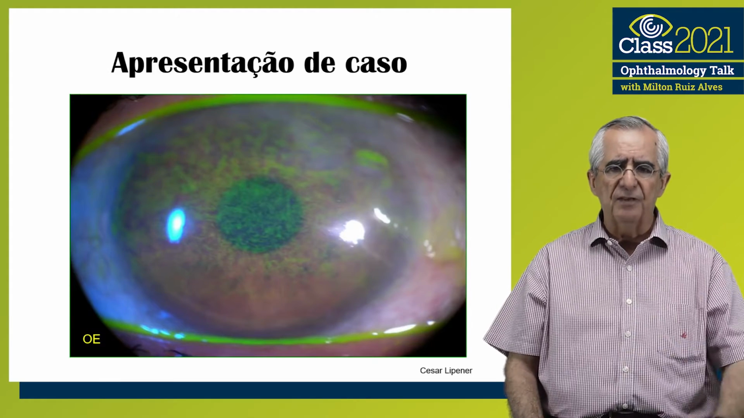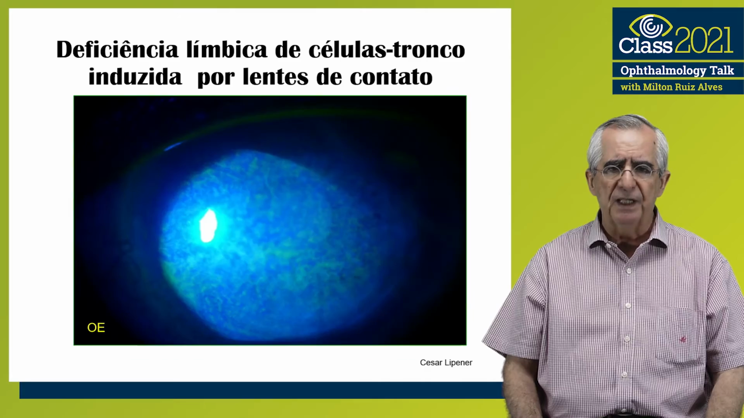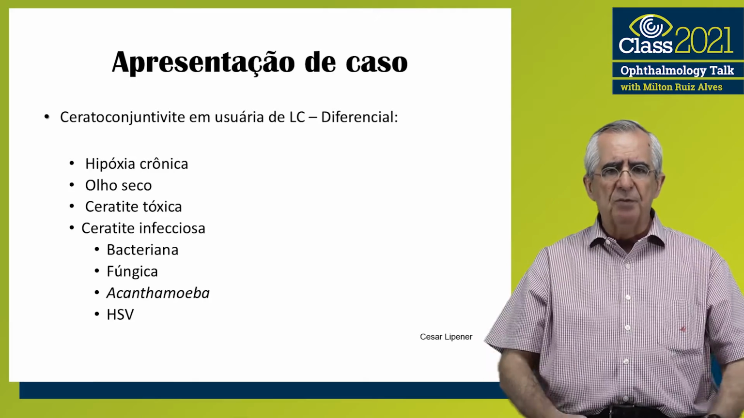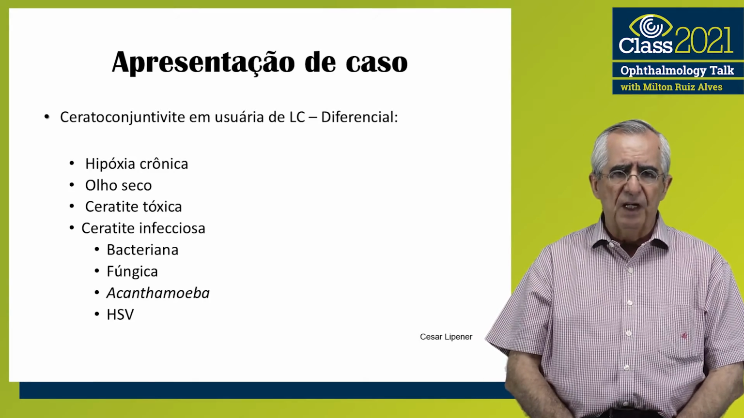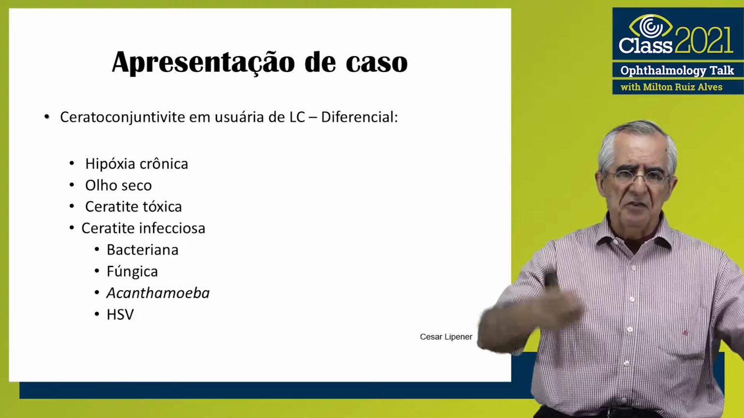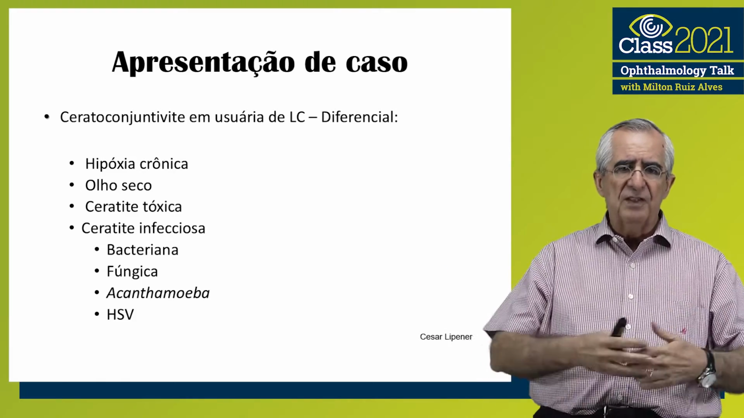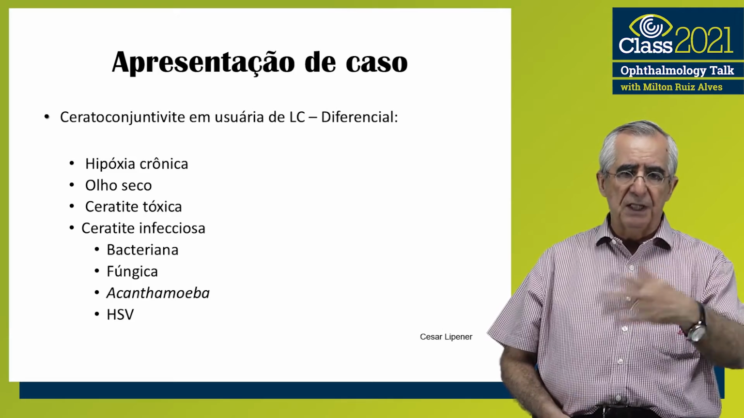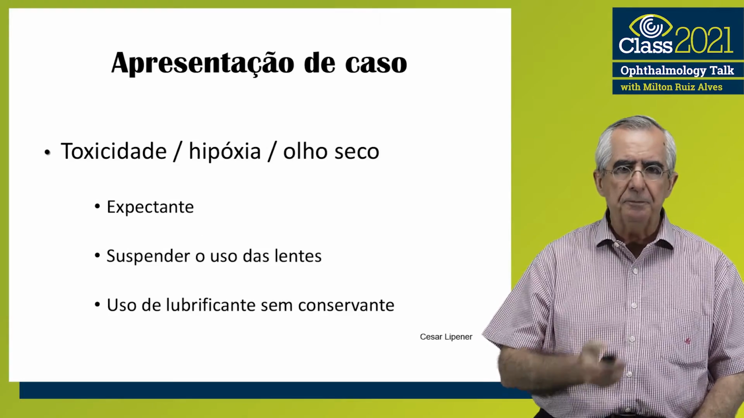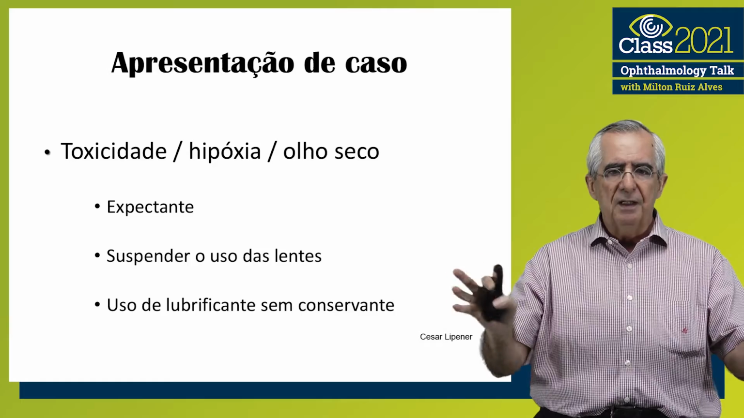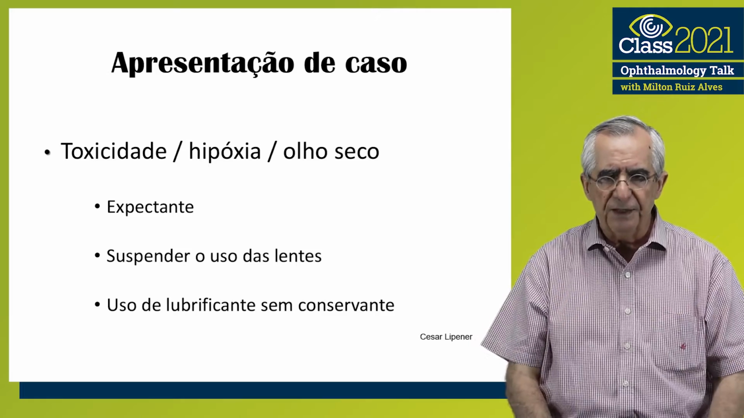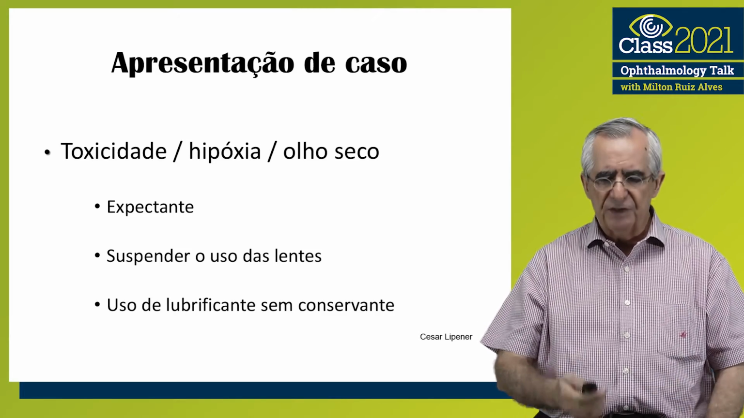At first, as a differential diagnosis for keratoconjunctivitis in contact lens wearers, chronic hypoxia, dry eye, toxic keratitis, and infectious keratitis of bacterial, fungal, acanthamoeba, or herpes simplex origins were considered. We are always afraid in these cases of acanthamoeba. With this hypothesis, the approach was expectant, involving the suspension of the use of contact lenses and the use of lubricant eye drops without preservatives.